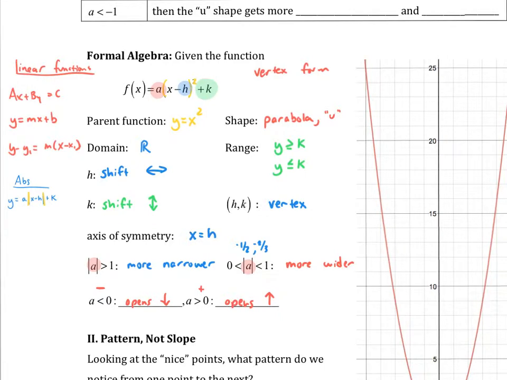And this brings us, of course, back to here. Our range is dependent on this. If it opens up, then it is going to be y is greater than or equal to k. Okay, so I'm going to point that out. So as long as a is greater than 0, then it opens upward. And if a is less than 0, then my range is y is less than or equal to k. That's a lot of information. We'll break it down a little bit.